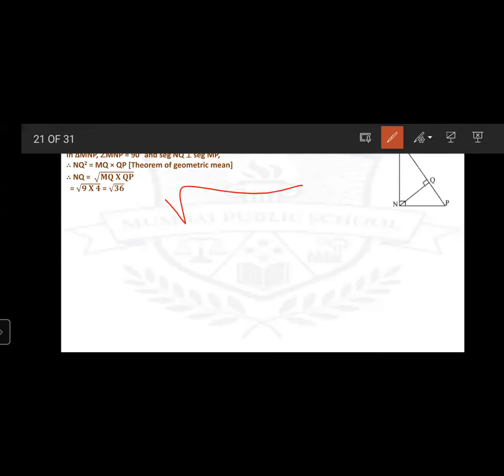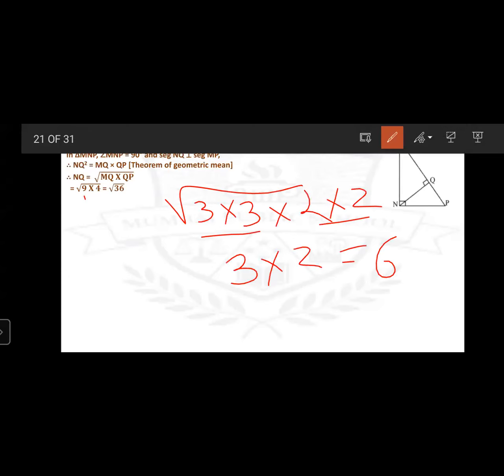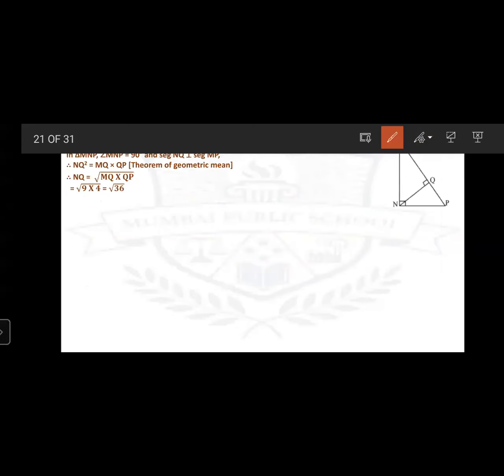Again we can write 9 as 3 into 3 and 4 as 2 into 2. We take one 3 outside from this square and 2 again. In this way you can also solve, or you directly solve 9 into 4, 36, and 36 is the square of 6. So 6 is the correct answer. Okay, so here we write NQ is equal to 6 unit. Now next question number 4.